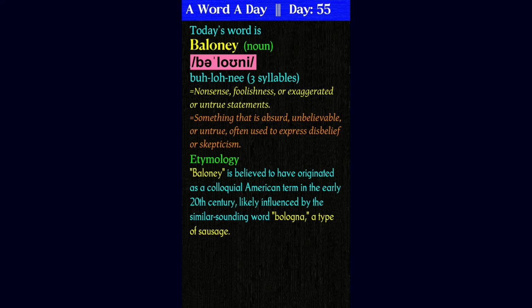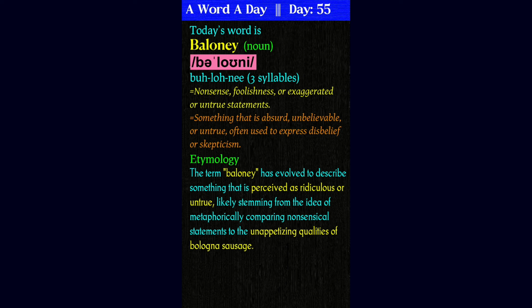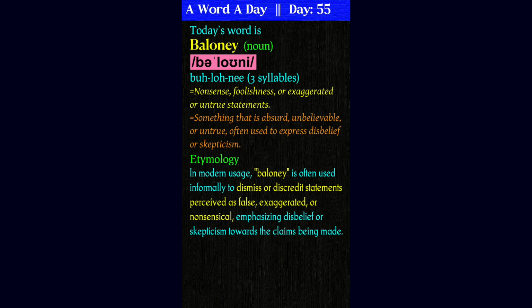Etymology: Baloney is believed to have originated as a colloquial American term in the early 20th century, likely influenced by the similar-sounding word bologna, a type of sausage. The term baloney evolved to describe something that is perceived as ridiculous or untrue, likely stemming from the idea of metaphorically comparing nonsensical statements to the unappetizing qualities of bologna sausage. In modern usage, baloney is often used informally to dismiss or discredit statements perceived as false, exaggerated, or nonsensical, emphasizing disbelief or skepticism towards the claims being made.